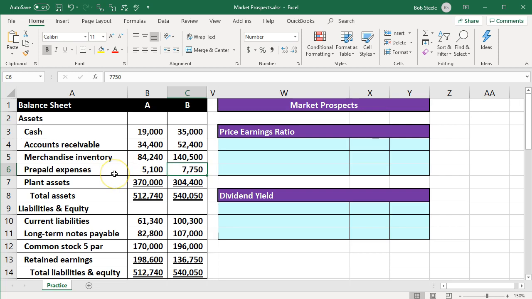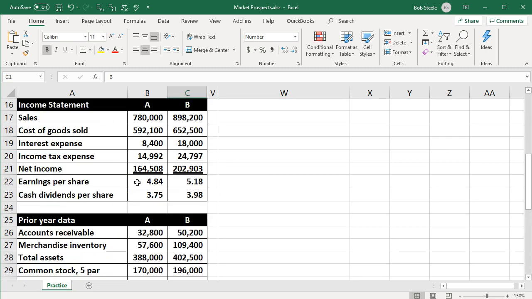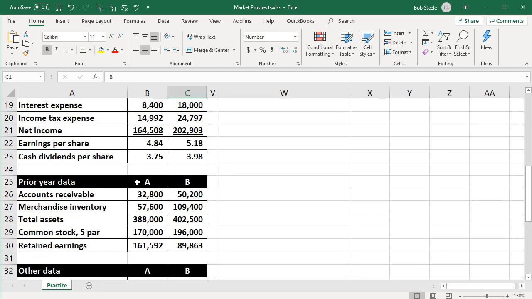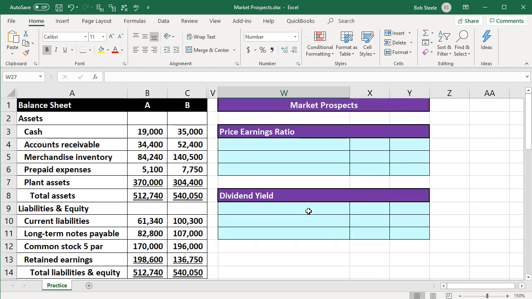Having the data to the left or up to the top of the problem, having the text in a separate cell from the numbers so that we can refer to those numbers with cell references. That's the most efficient way to go forward. What we have here, of course, is the balance sheet for A and B. We can think of them as two different companies. Then we have the income statement for A and B, and we have some prior year data which may be needed within our ratio analysis.